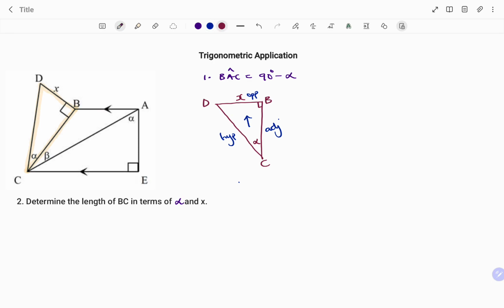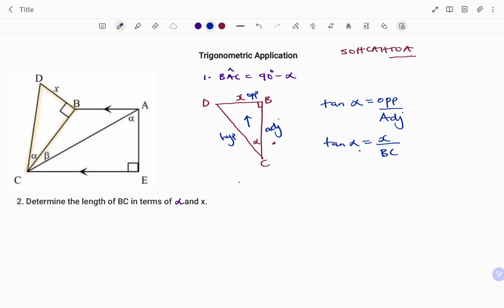So if you look at our trig ratio, we have SOHCAHTOA. The trigonometric ratio to use, because I'm looking for my adjacent, I already have my opposite, then I'm going to use my tan. Tan states that tan theta is opposite over adjacent. So stating that, I have tan alpha, in this case, equals opposite over adjacent. Tan alpha equals my opposite, that's x, over adjacent, the line BC.